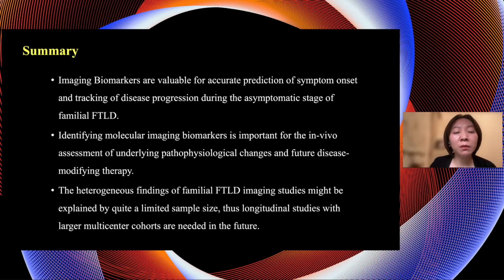Identifying molecular imaging biomarkers is important for in vivo assessment of underlying pathophysiological changes and future disease-modifying therapies. But we know that the heterogeneous findings of familial FTLD studies might be explained by the quite limited sample size, and longitudinal studies with larger multiple cohorts are needed in the future. We now know there is a frontotemporal initiative including Europe, the United States, and other countries. So that's what we need to do in the future.